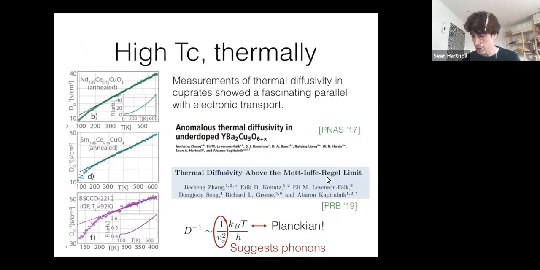So this is the inverse diffusivity again. So it's like the resistivity, but for heat, right? It's like the thermal resistivity, if you like, roughly. And this is temperature. These are several cuprates. Doesn't matter too much for right now. And at high temperature, it has this nice linear regime again. So this is completely analogous to the linear resistivity, but now it's for heat. However, something kind of funny happened.